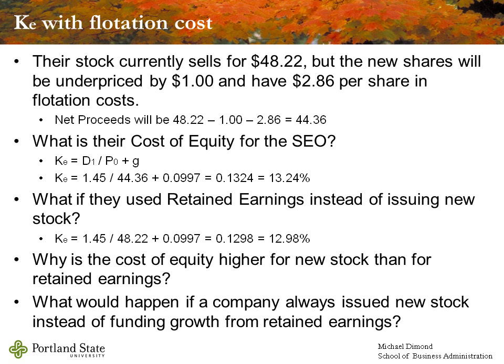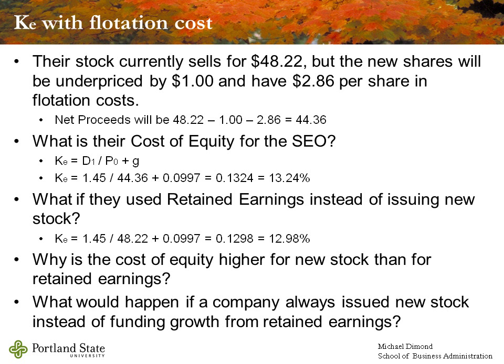What if they had used retained earnings instead of issuing new stock? What if they hadn't gone out to the market? What if they didn't have the underpricing issue? What if they didn't have the flotation costs? What if they just relied on the profit that they had stored up in the company so far? We'd be looking at the dividend being the same. We're still expecting about 9.97% growth in their dividends, and we'd be looking at their current market price of $48.22. When we do the math on that, KE turns out to be 12.98%.